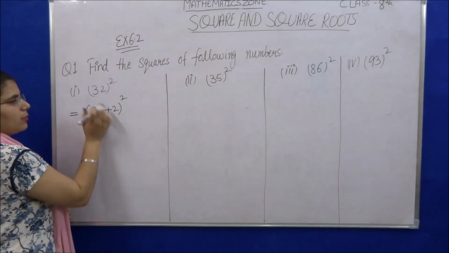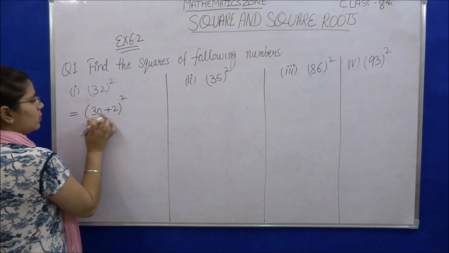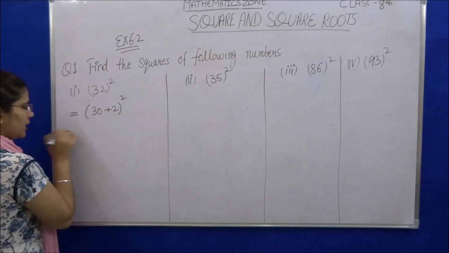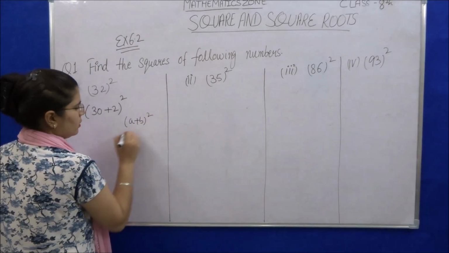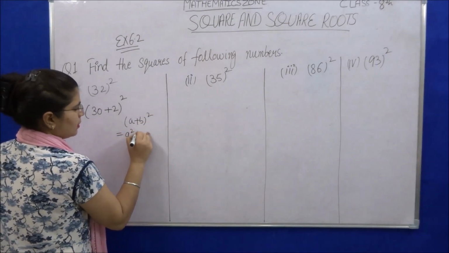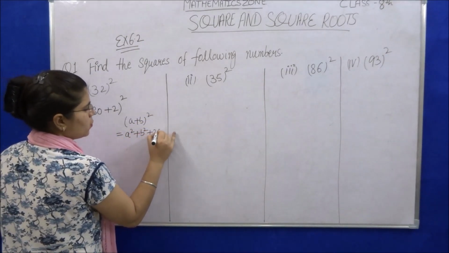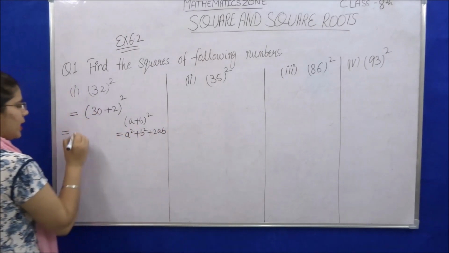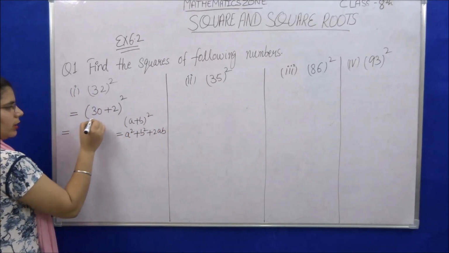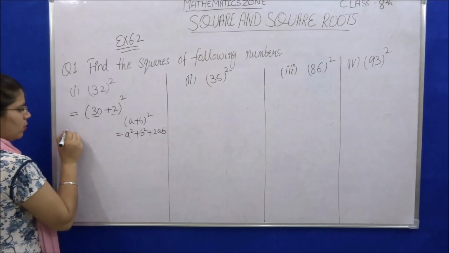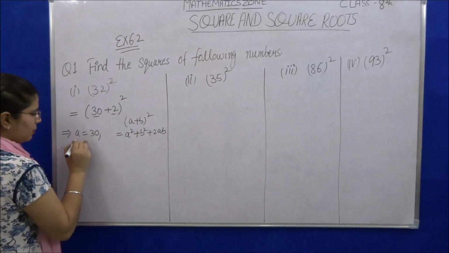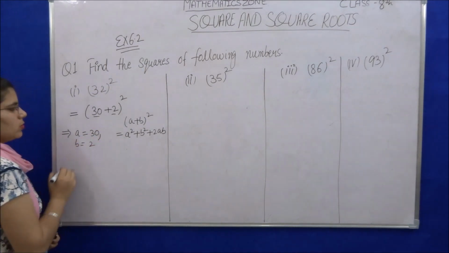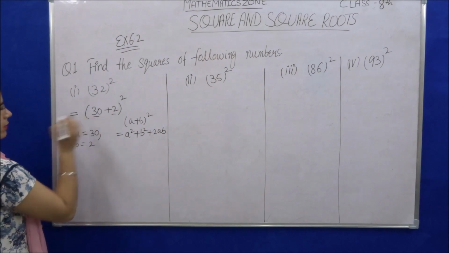The addition of these two numbers is 32, so we will apply the algebraic identity over here. That was (a + b) square equals a square plus b square plus 2ab. Now apply it over here. Comparing these two, a will be 30 and b will be 2. So apply this identity in this.